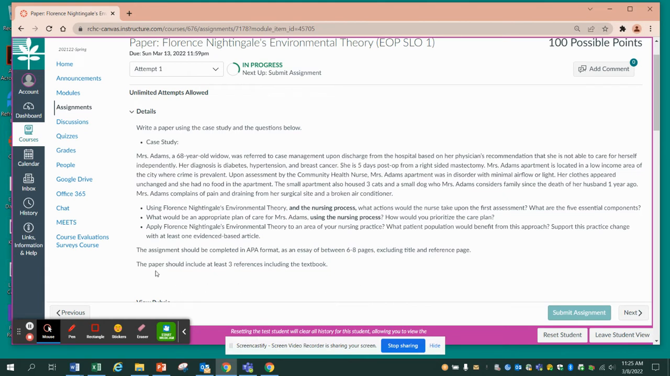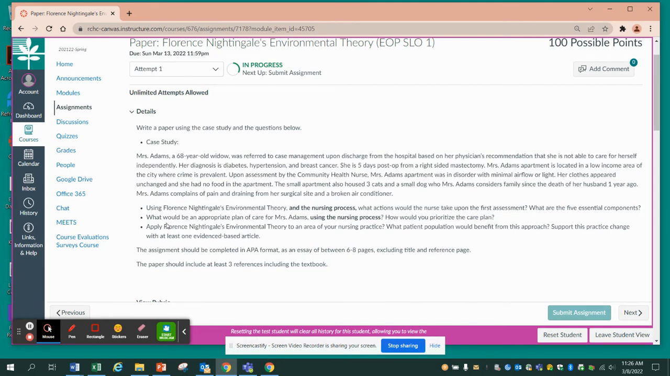The next thing I need to know is how many references I need, and it tells me there are 3 references to include the textbook. So the textbook must be included in your references, so remember to include that. Now it's time to break down the assignment. The first thing I see are these 3 bullet points right out there in these bolded letters that tell me again, use the nursing process, use the nursing process.